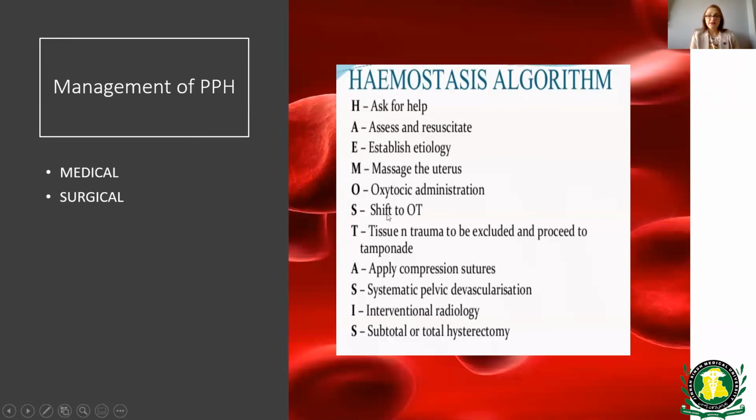And then S is for shift to OT. T is for tissue and trauma to be excluded and proceed to tamponade. A is to apply the compression sutures. S is for systemic pelvic devascularization. I is for interventional radiology. And S is for, if everything else fails, go for a subtotal or a total hysterectomy. So that's the hemostasis algorithm for dealing with postpartum hemorrhage.